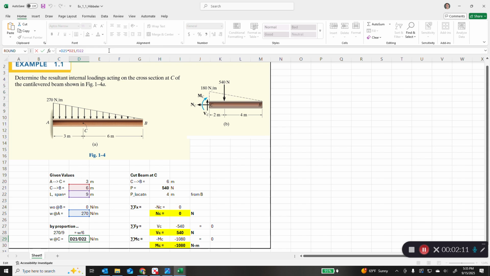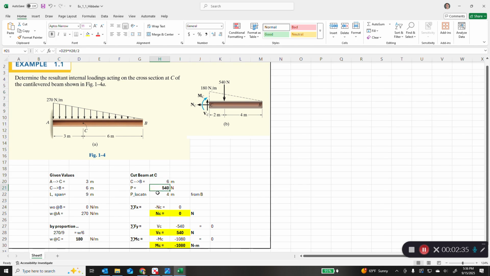So we use 270, which is cell D25, times 6 over 9, which is just the length of C to B divided by the total length of the span. So it's 180. So then we cut the beam at C, and that would be from point B, where the distributed load starts. That's a distance of 6 meters, so we type in 6.